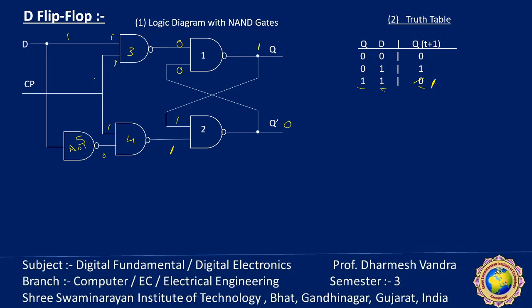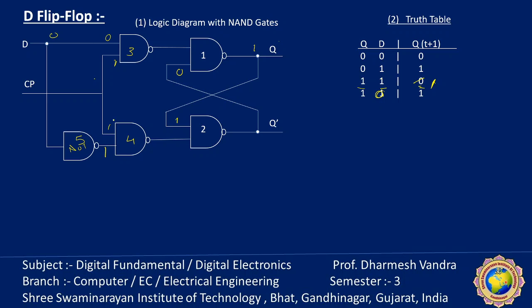Next, Q is 1 and D is equal to 1. So Qt plus 1 is equal to 1. Now another condition remaining is 1 0. Okay, Q is equal to 1 and D is equal to 0. So first here 1 and 0, and D is equal to 0.